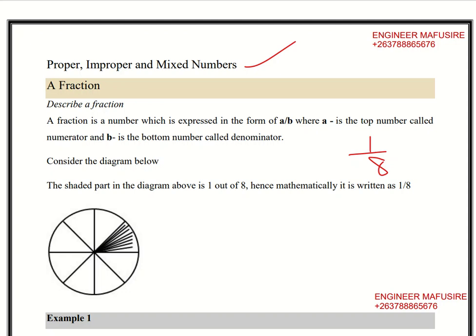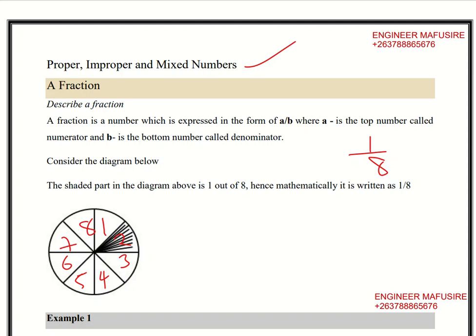What we are trying to say is that we looked at our diagram, this is a circle. How many divisions does our circle have? It has 8 divisions. So we count 1 2 3 4 5 6 7 and 8 divisions. But out of the 8 divisions, only 1 division is shaded, then the other 7 are not shaded.